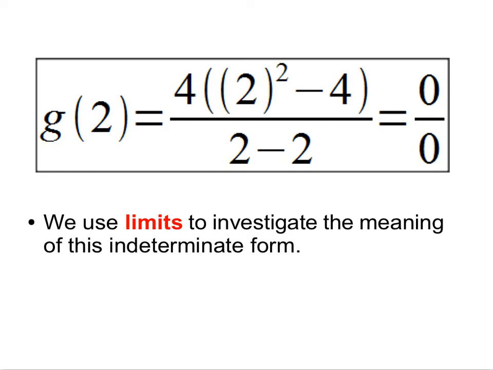In calculus, we consider this an indeterminate form. What that means is, it turns out there's no clear answer for what the result of 0 over 0 is. Sometimes it's 5, sometimes it's -4, sometimes it's undefined, sometimes it's 0, sometimes it's 1/3. And what we do is we use this idea of limits to investigate the meaning of this indeterminate form. Let me show you what I mean by looking at some values of x that are very near 2.